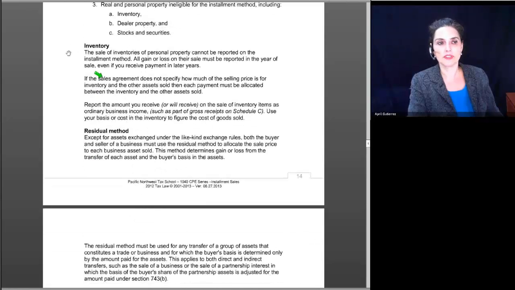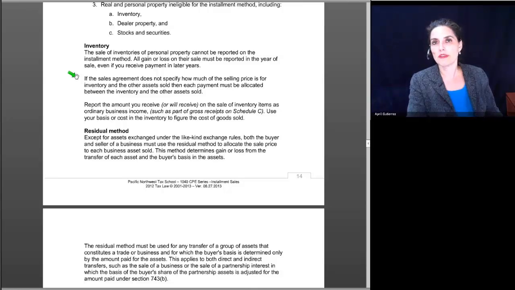Firstly, let's look at inventory. The sale of inventories of personal property cannot be reported on the installment method. All gain or loss on their sale must be reported in the year of sale, even if you receive payment in later years. If the sale agreement does not specify how much of the sales price is for inventory and the other assets sold, then each payment must be allocated between the inventory and the other assets sold.